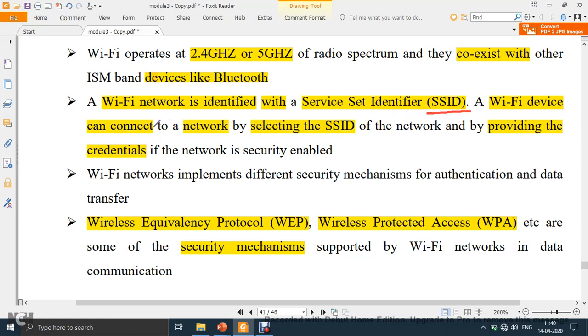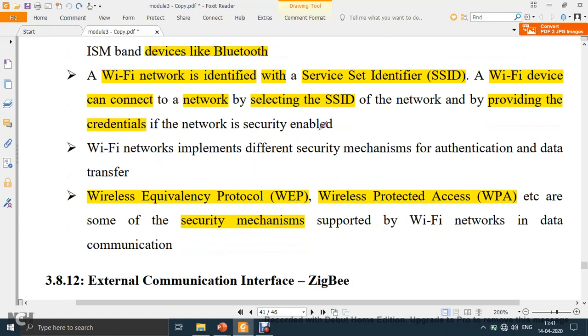Then a Wi-Fi device can connect to a network by selecting the SSID. Suppose you want to connect to a network, let's say GMIT is the network, that is the SSID GMIT. You turn on your Wi-Fi and select GMIT. As soon as you select GMIT, it will ask you to enter the credentials, which is the password for that network. Without the password, you cannot connect to the wireless network.